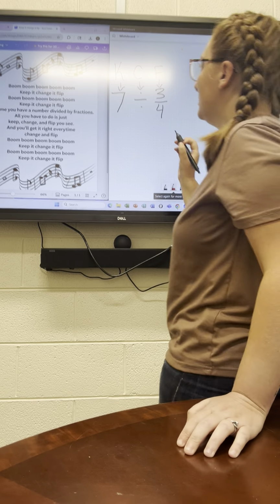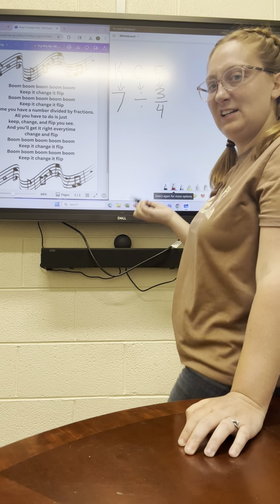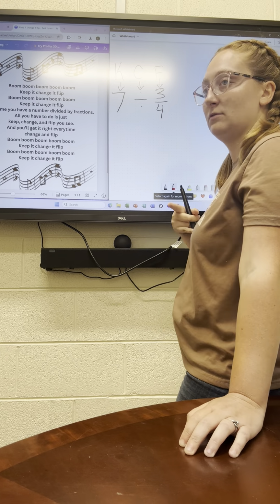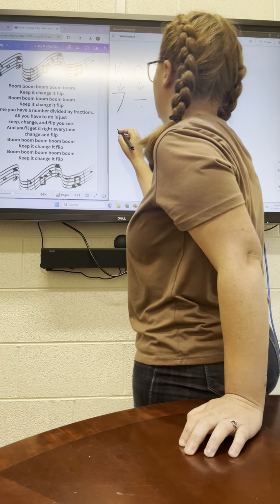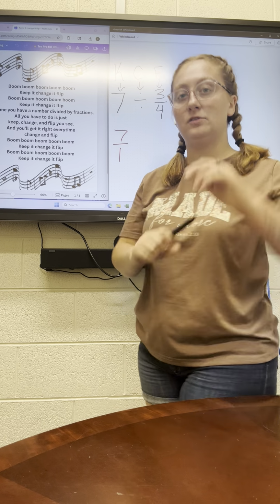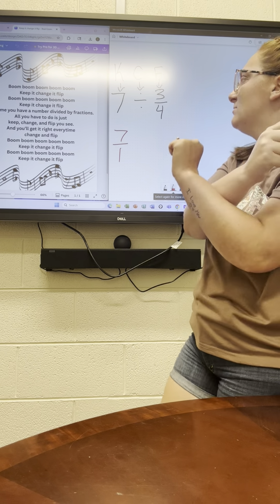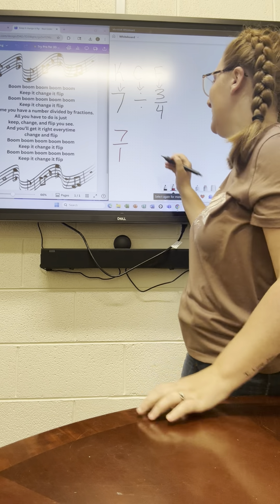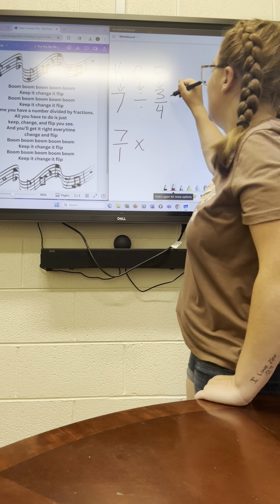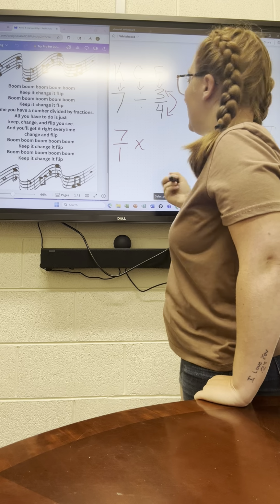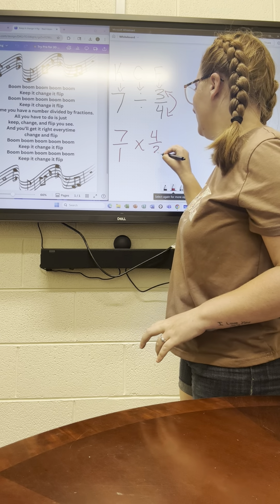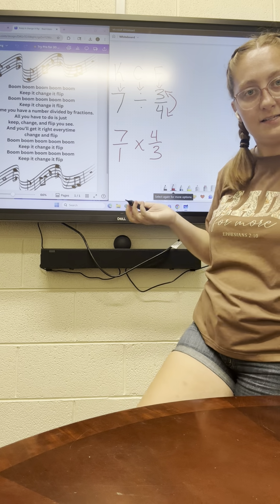Okay, so can I leave 7 as just 7? No, what do I have to do? Put it over 1. So I have 7 over 1. Now we said we have to keep it, change it. What do I change my division to? Multiplication, perfect. And flip it. So these two are going to flip and my fraction becomes what? 4/3, perfect. Now, the easy part, we multiply.